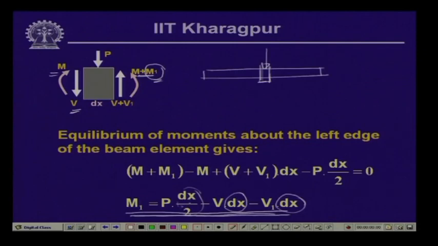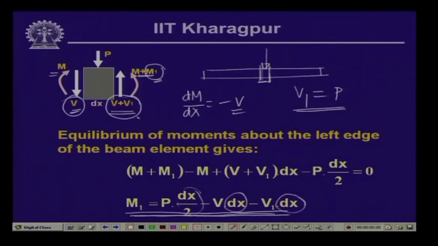But what happens is that there will be a change in the rate of change of the moment. On this side, as we have seen, dM dx is equal to minus V. On this side we have V, and on this side we have V plus V1, and as we have seen from vertical equilibrium, V1 is equal to P. So, on this side the rate of change of moment dM dx is equal to V plus V1, or the negative of the whole thing. Now, here there will be a change of the order of P from the left hand side.